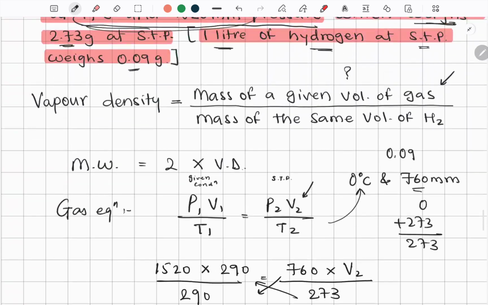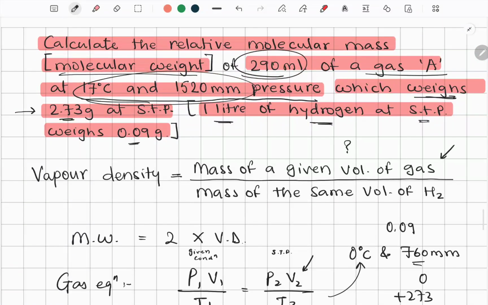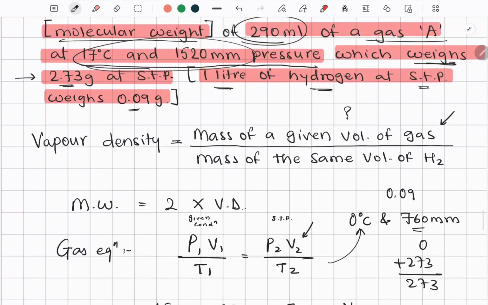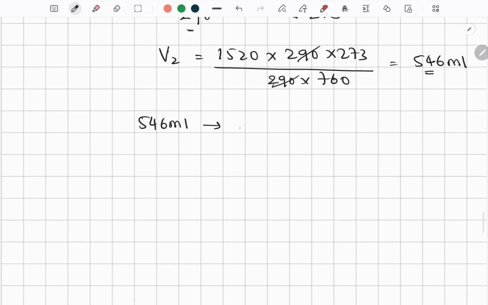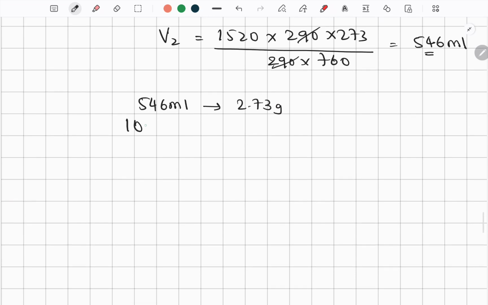What is the volume at s.t.p? 546 ml. Now understand the thing. This mass, the 2.73 gram at s.t.p, means the 546 ml. At s.t.p, if you measure the volume of that gas, it was 546 ml, and 546 ml comes out to be 2.73 gram. So what is the mass of this gas at 1000 ml?